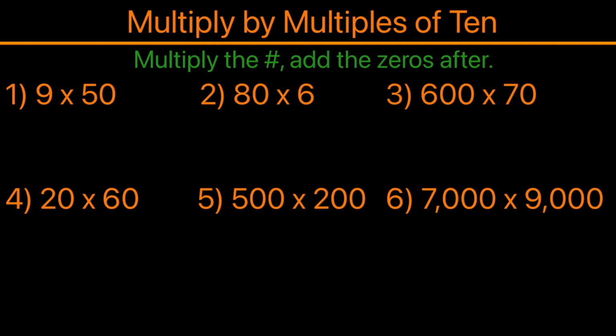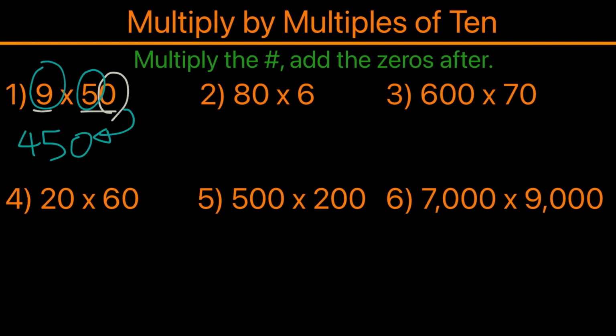So the first step is we're going to look at the two numbers that we're multiplying together. In the first example, we have 9 then we have 50. So we can see there is a 0 here, which we're going to go ahead and add after we multiply. So the two numbers that we want to multiply together is the 9 and the 5. And 9 times 5 is 45. Then we want to place that 0 at the end. So that becomes 450.